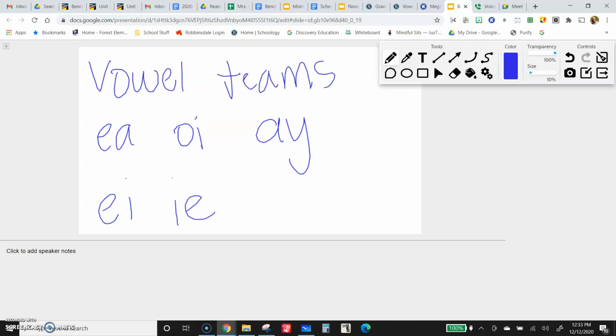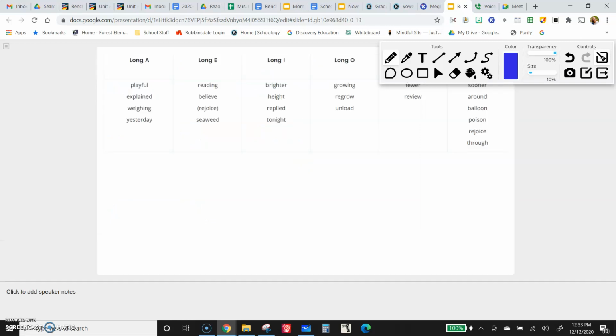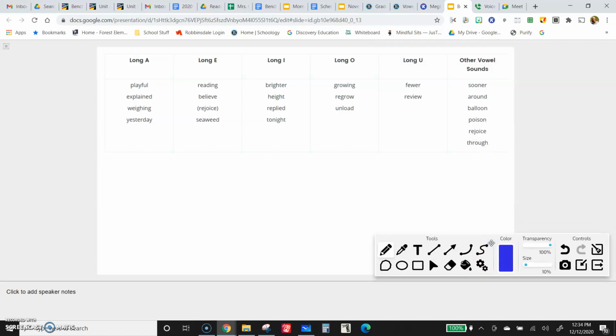So, let's just go over some examples. When you get two vowels together, you usually have a long vowel sound. So we have playful, that A is a long vowel sound. Explained, weighing, yesterday. So we have A-Y, we have A-I, we have E-I-G-H. That can sometimes say A. So long E. You can have EA, you can have IE. Sometimes you just have an E by itself, like rejoice.